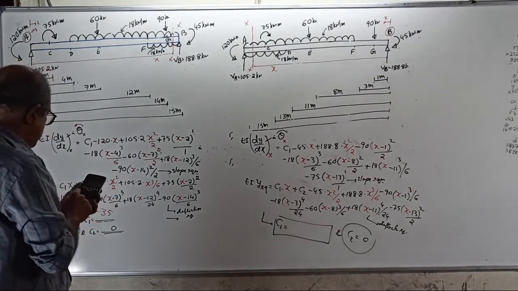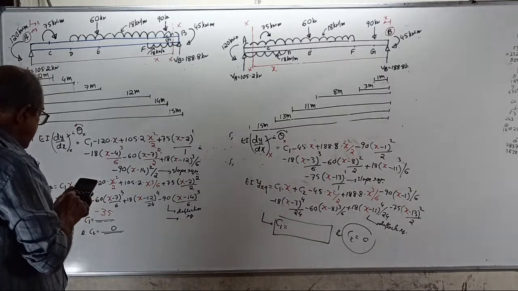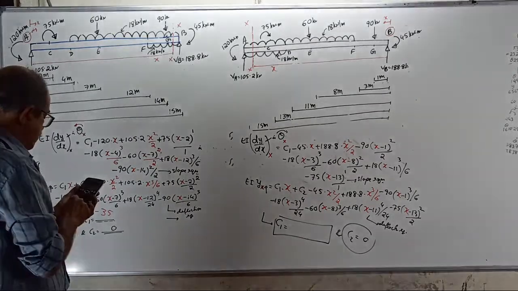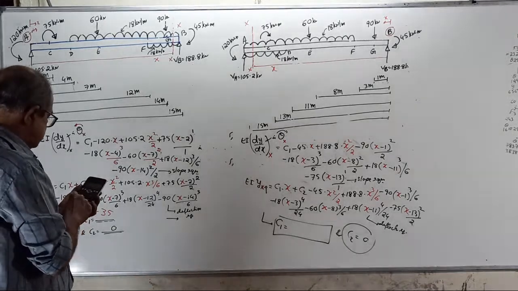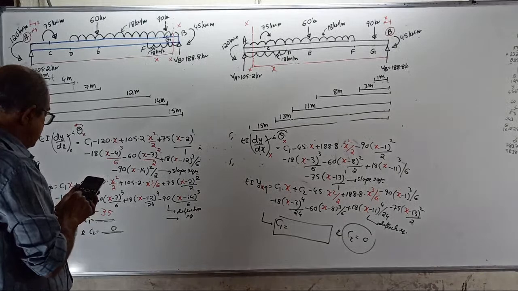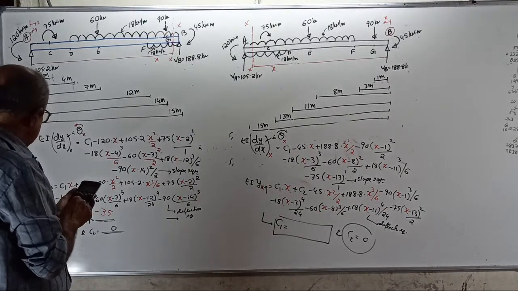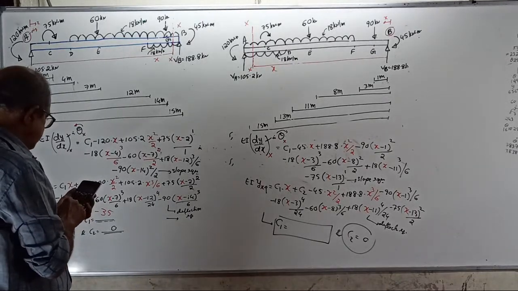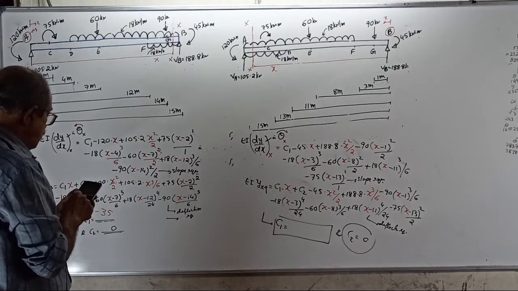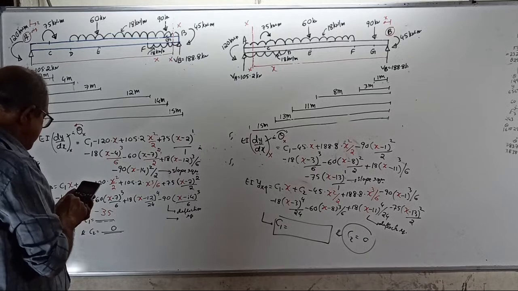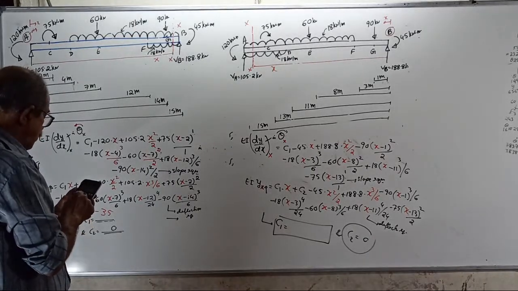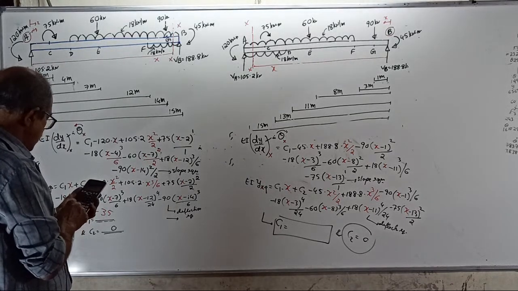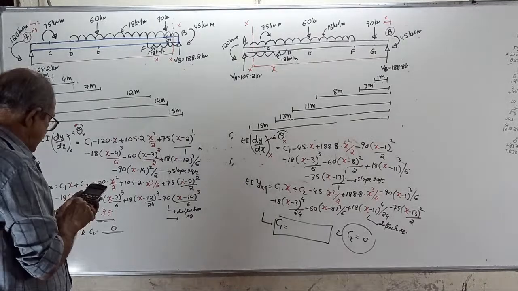Okay. I'll check again. Minus 120 into 15 square divided by 2 plus 105.2 into 15 cube divided by 6 plus 75 into (15 minus 2 is 13) square divided by 2 minus 18 into (15 minus 4 is 11) power 4 divided by 24 minus 60 into 8 cube divided by 6 plus 18 into 3 power 4 divided by 24 minus 90 into just 1 cube divided by 6, divided by 10.